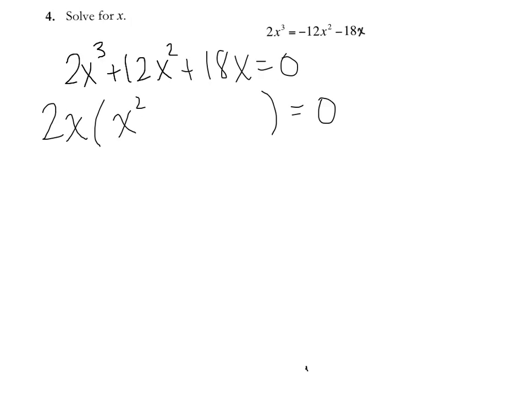The next thing I'm going to do is think about 2x times what would give me 12x squared. Well, to get from the 2 to the 12, we're going to have to multiply by 6. And to get from the x to the x squared, I'll have to multiply by another x.